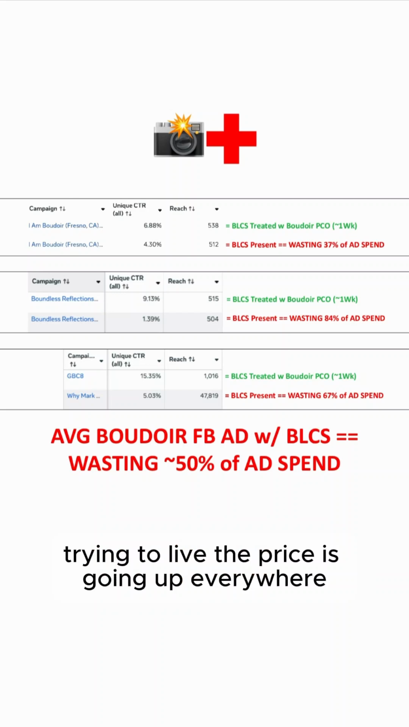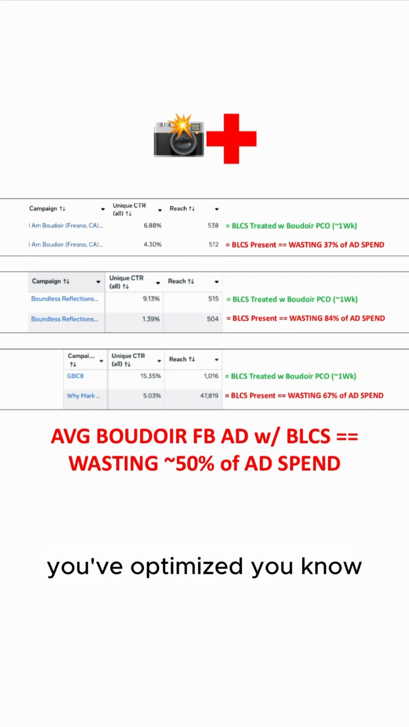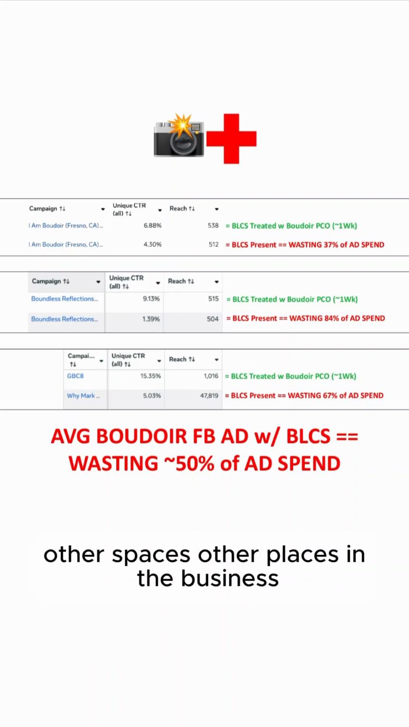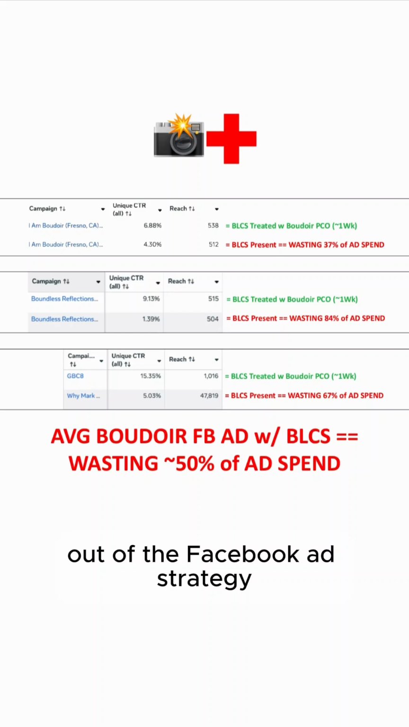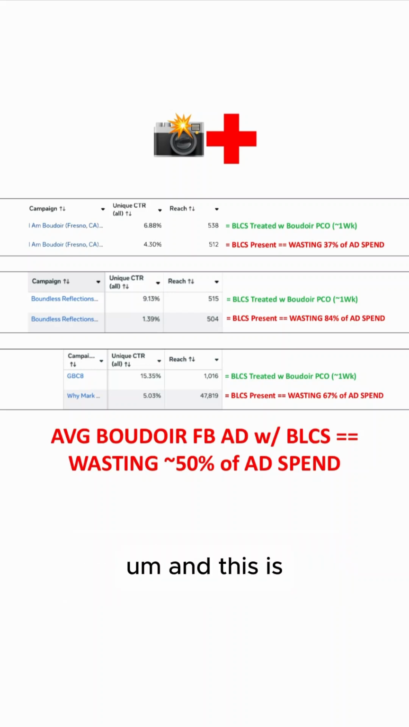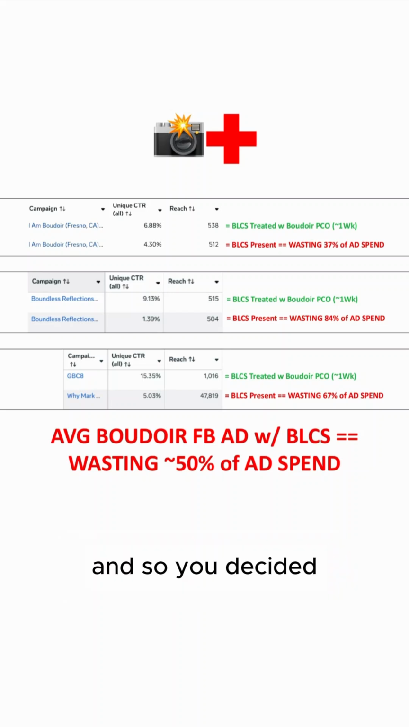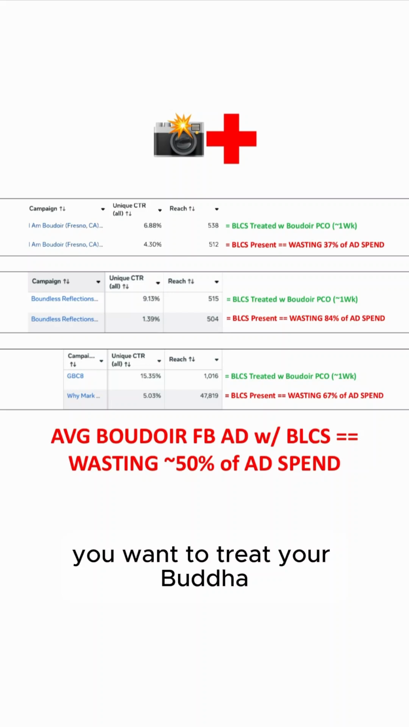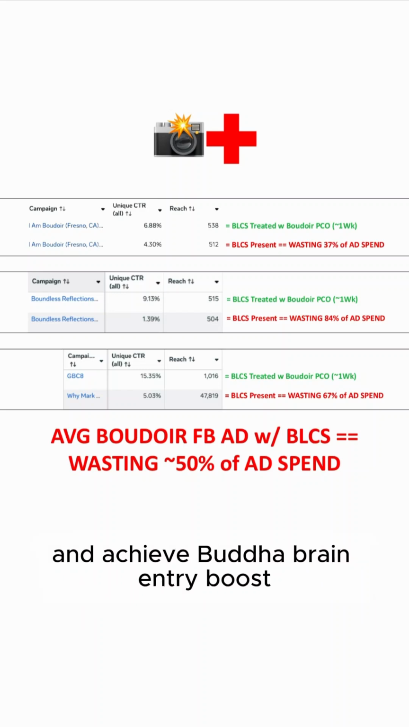and you're seeing inflation keep hitting, prices going up everywhere, and so you decide you want to pull more profit out of the business. You've optimized other places in the business, but now you're ready to pull more money out of the Facebook ad strategy. And this is a pretty easy way to do it. Simply plug in the leaks here with Boudoir Pico treatment. And so you decided you want to treat your Boudoir Facebook ads with Boudoir Pico so you can achieve pre-click alignment, become a dominant Boudoir advertiser, and achieve Boudoir brain entry boost.